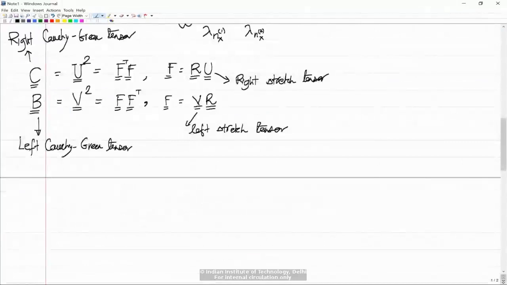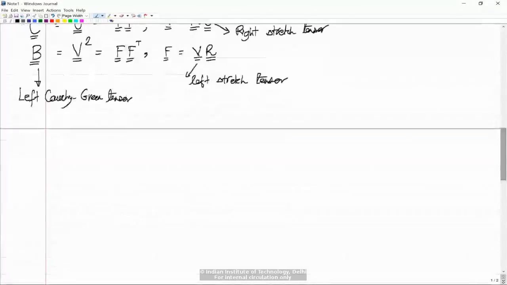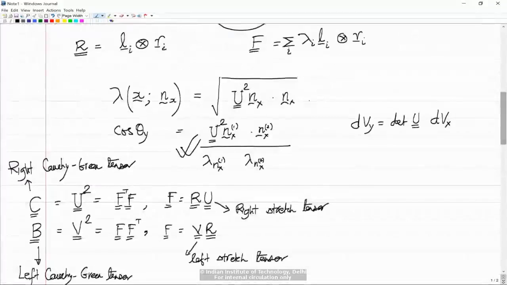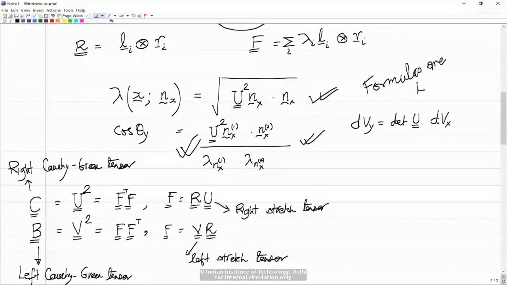So having done that, the formulas that we have derived till now have Lagrangian nature, because they are taking as an input the directions of the line element in the reference configuration. So the formulas are Lagrangian in nature.